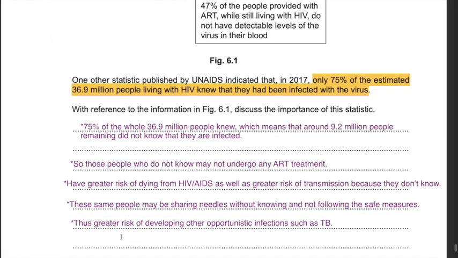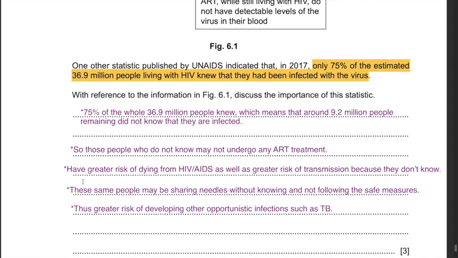So those people who do not know may not undergo this treatment, and thus they have a greater risk of dying from HIV/AIDS, as well as a greater risk of transmission because they don't know. So greater risk of dying from HIV/AIDS as well as greater risk of transmission. Since they don't know that they have the disease, they will spread it to others as well. These same people may be sharing needles without knowing and not following the safe measures. Thus, a greater risk of developing other opportunistic infections such as tuberculosis. And that is another infectious disease through which thousands of people could die.